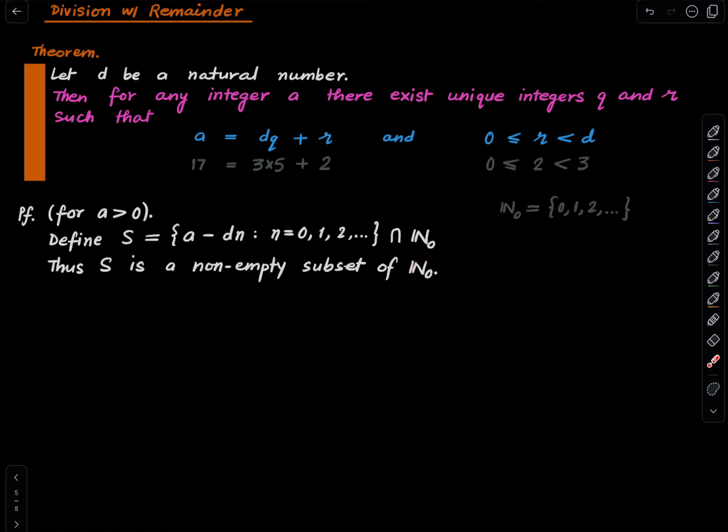Why is it non-empty? Well, if you take n equal to 0, you get a. a is certainly here, because you take n equal to 0 and you get a in this part. And a is clearly here because a is positive. So it is in both, and hence it is in S. Therefore S is non-empty. And thus, by the well-ordering principle, S has a smallest element, or the smallest element because there is only one smallest element. We will call this element r.